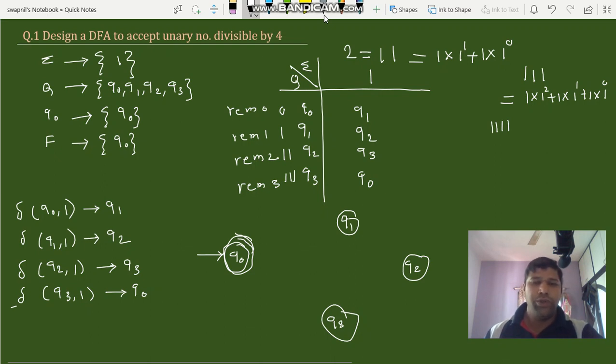Now we should show all the transition arrows. q0 with 1 goes to q1, then q1 with 1 goes to q2, then q2 with 1 goes to q3, and q3 with 1 goes to q0. So this is the transition graph for designing a DFA to accept a unary number divisible by 4. This is all regarding this problem, unary number divisible by 4.